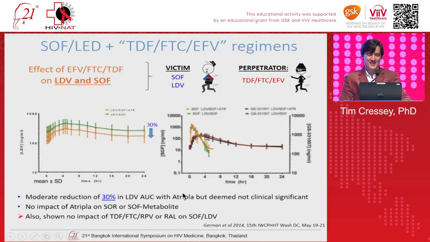Well, actually it does have an effect, but it's not as big an effect. For sofosbuvir-velpatasvir, you see with efavirenz about a 50% reduction. But here with ledipasvir, the impact of efavirenz is around 30%, and there's no impact on the sofosbuvir. So there's a moderate reduction of around 30% in ledipasvir AUC when you give it with an efavirenz-based regimen or triplet for the first line, and it's not deemed clinically significant. So for ledipasvir, yes, it's reduced, but they say it's okay. But for velpatasvir, a little bit more of a problem, so probably not acceptable.